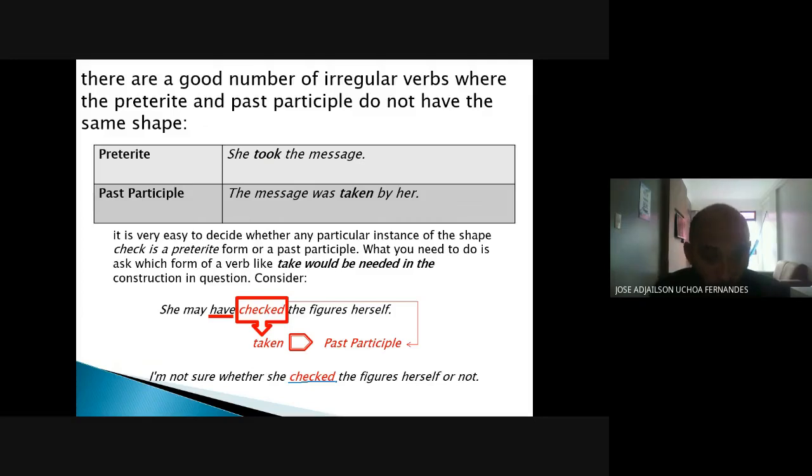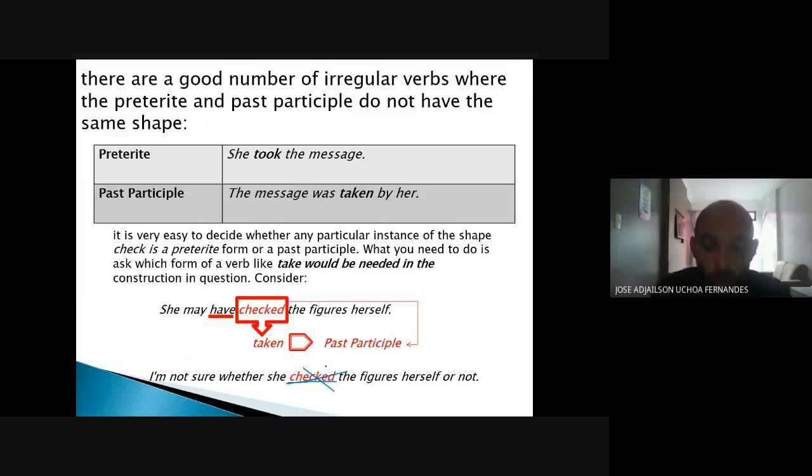Se a gente usar a regrinha com take aqui, se a gente substituir to check por to take, isso aqui vai dar um preterite ou um participle? I'm not sure whether she took the figures herself or not, or whether she taken the figures herself or not. Not sure whether she took or whether she taken. Para usar taken, eu tenho que ter o quê? Ou uma voz passiva, ou um verbo auxiliar, não é? E que verbo auxiliar seria esse? Vamos lá, gente, pelo feeling de vocês. Aqui vai um took ou um taken?